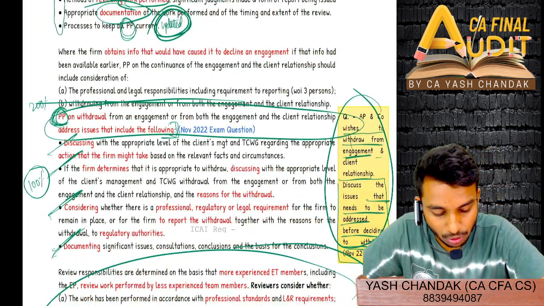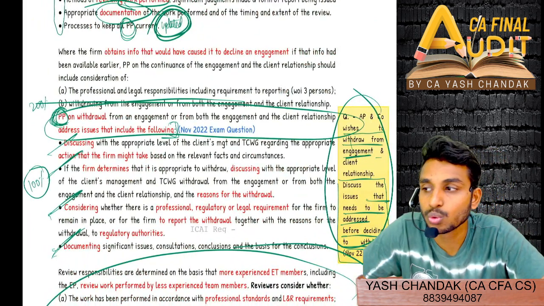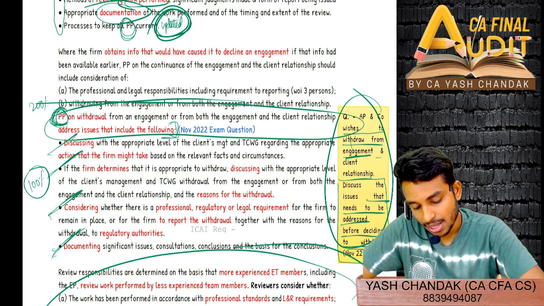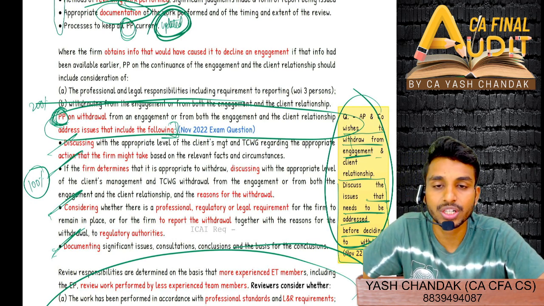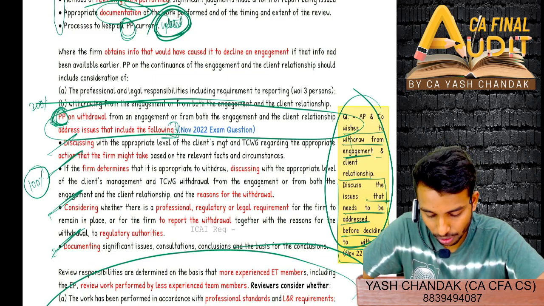Now let's come to the next question, which we have already done. Just go through the reading once. Matters that need to be addressed, or issues that need to be addressed before withdrawing. What all points will you see?